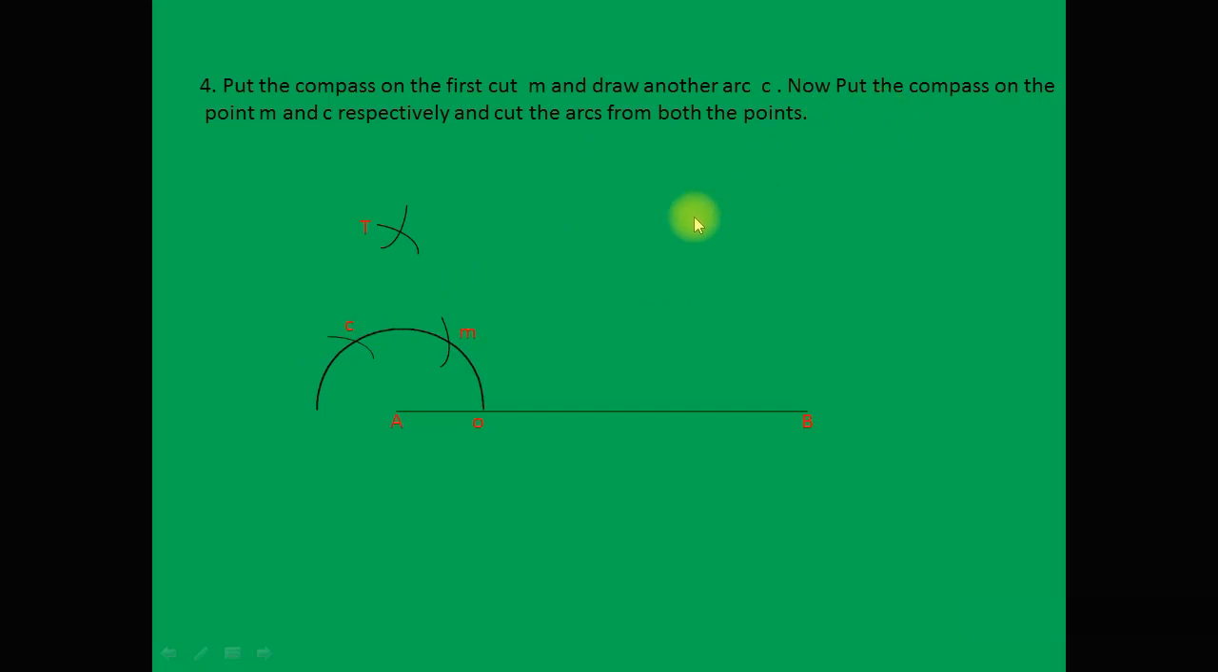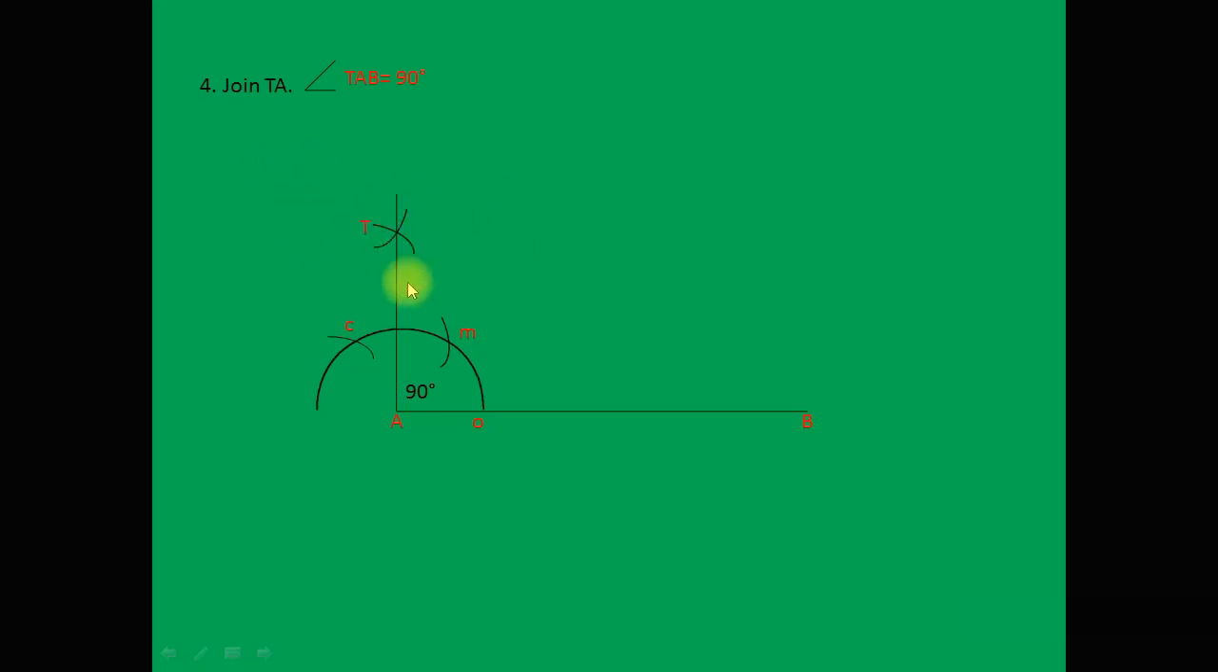Now put the compass on the points M and C respectively and cut the arcs from both points, and then join this cut point to the point A. So you will get a line TA, and angle TAB is the required 90 degree angle.